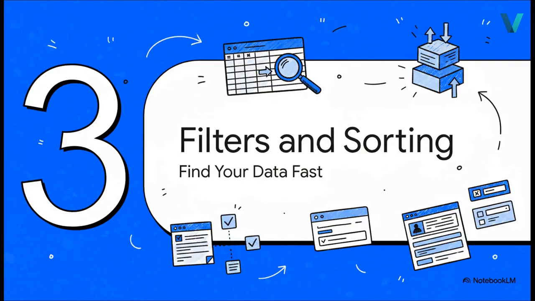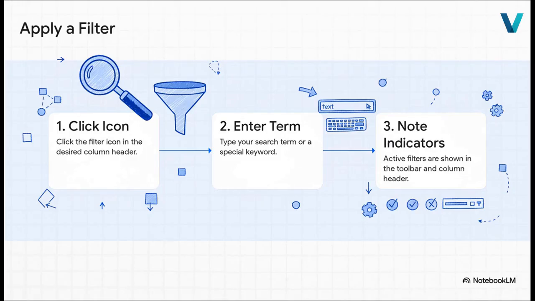All right, so now that you know how to add and customize your data, how do you actually find what you need when the catalog gets huge? Well, this is where mastering filters and sorting becomes your superpower. Applying a filter couldn't be easier. Just click that little filter icon in whatever column header you want to search, type in what you're looking for, and Vistalyn handles the rest. And here's a great visual cue. You'll always know a filter is active because you'll see these little indicators in both the toolbar and the column header itself. So no more guessing if you're seeing the whole picture or not.